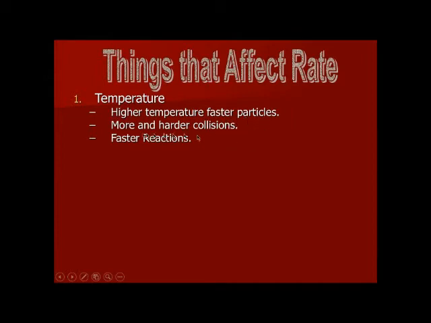So if they're moving faster, they will collide harder and more often. So there'll be more and harder collisions. And if there are more collisions and the collisions are harder, the reaction will go faster.